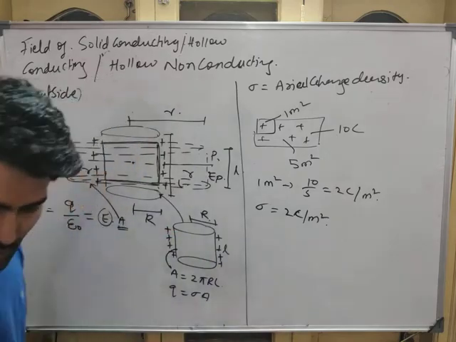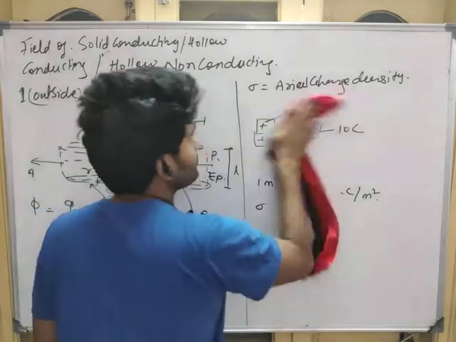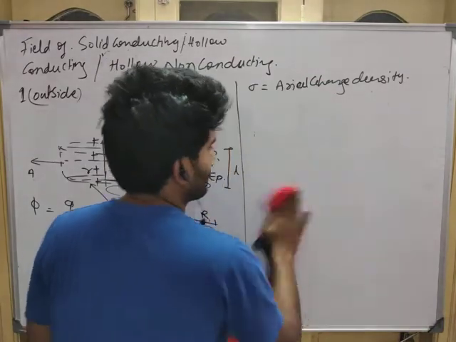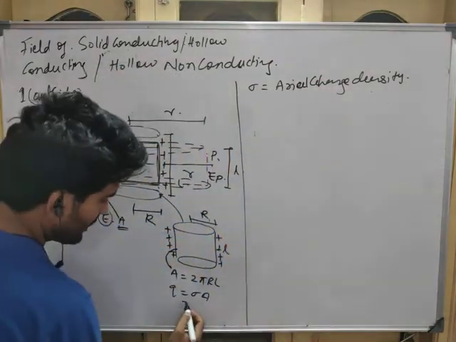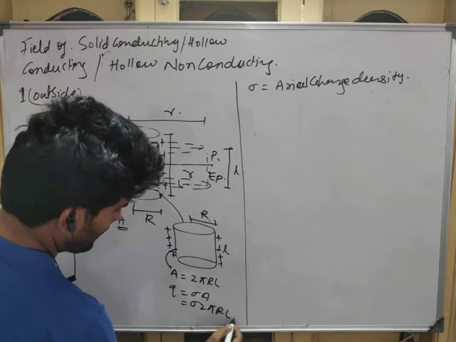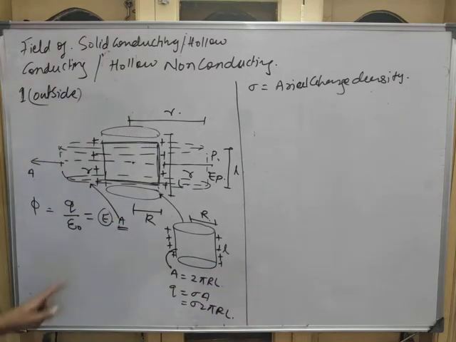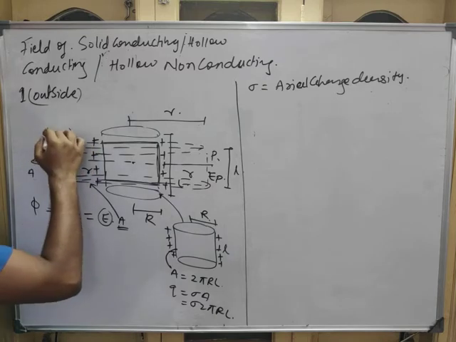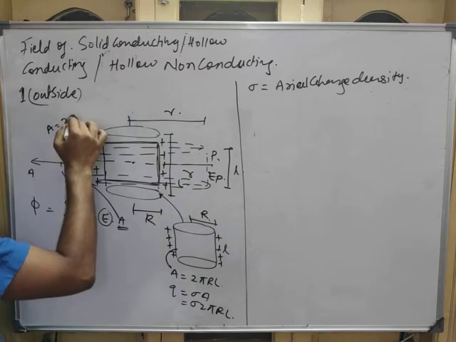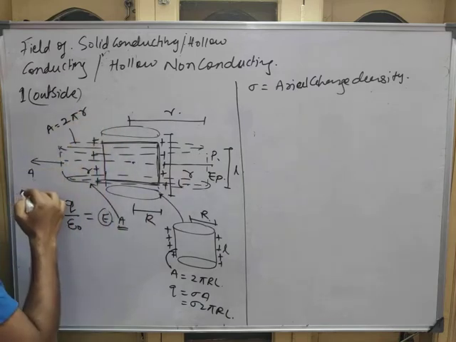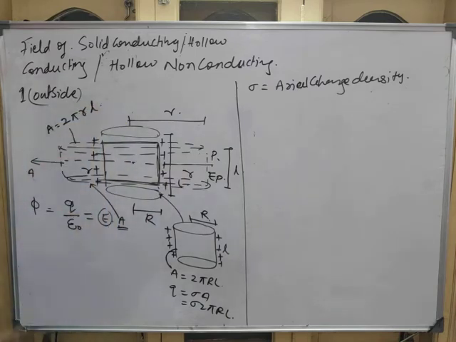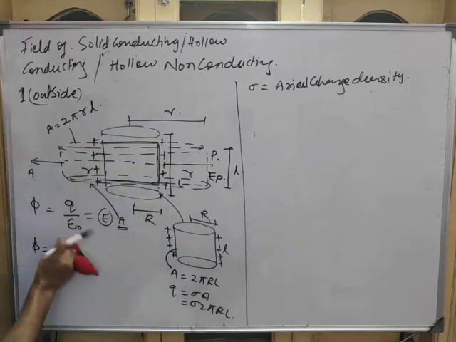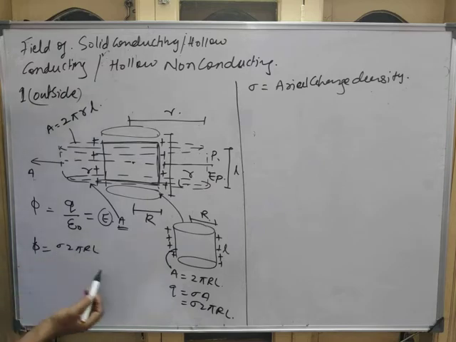In the same way, if we take this area, sigma A, so what is the charge here? Sigma 2 pi r l, right? Okay, now if you take this one, what is this area? This area will be 2 pi, the outer radius is r, and small l, right? So now phi equal to q. Q is how much? Q is sigma 2 pi r l, right?